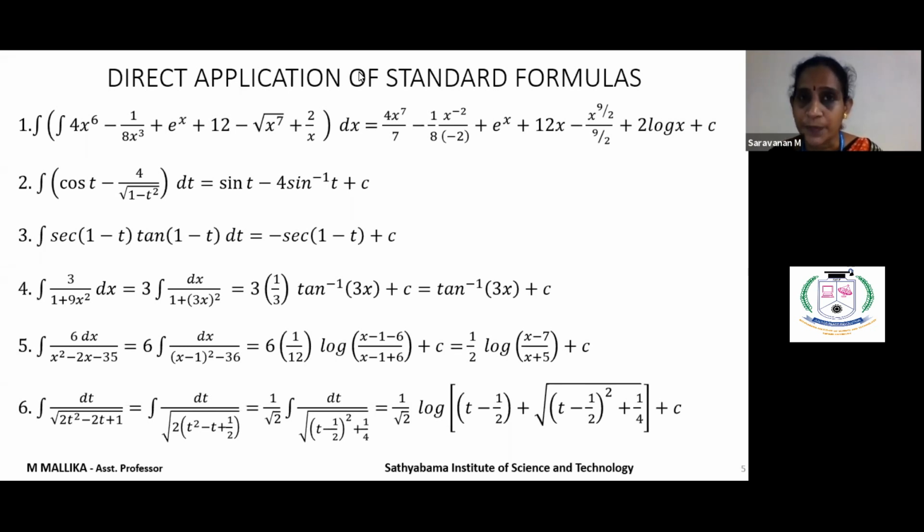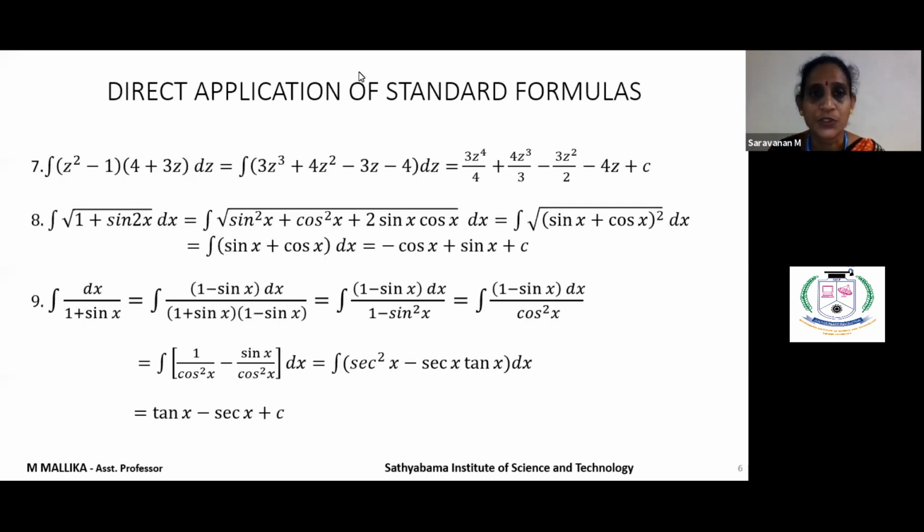We have to express it as a perfect square and then bring it to the standard form, then apply the standard form and integrate. Not all integrals you will be able to integrate directly using the standard formulas. There will be functions that cannot be integrated by the direct application of the standard formulas. So those functions have to be converted into the standard form by doing some procedure.